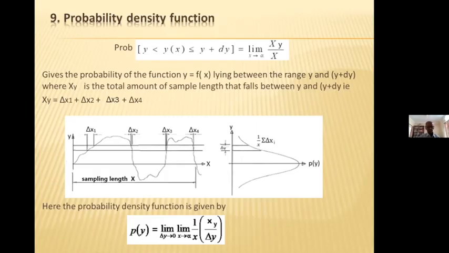So probability is, in the limit x tends to infinity, xy by x, but the probability density function is 1 by x, xy by delta y in the limit delta y tends to 0 and x tends to infinity. So this is a very important parameter in characterizing surface roughness and in many signal analysis processes.